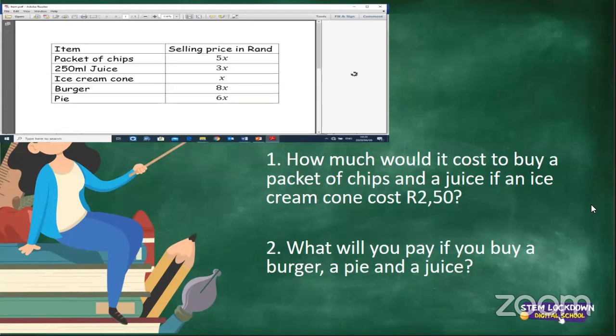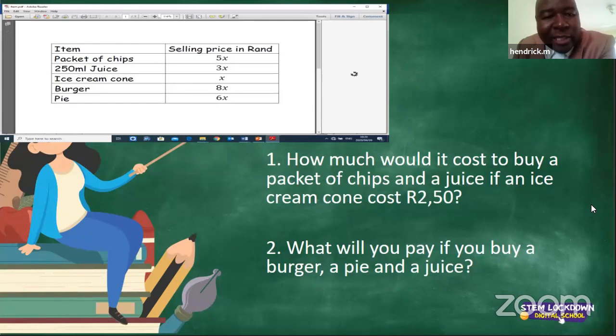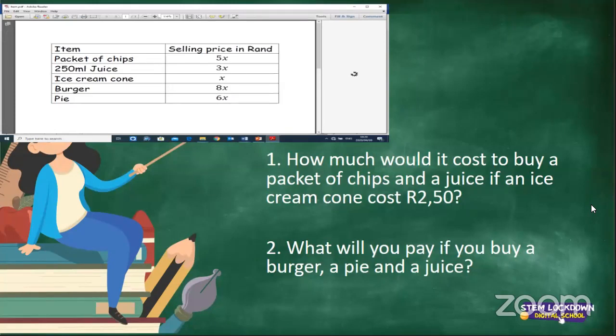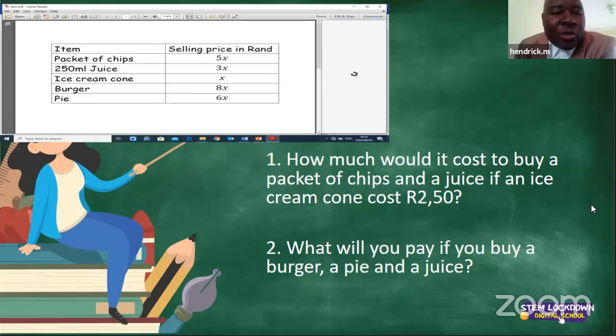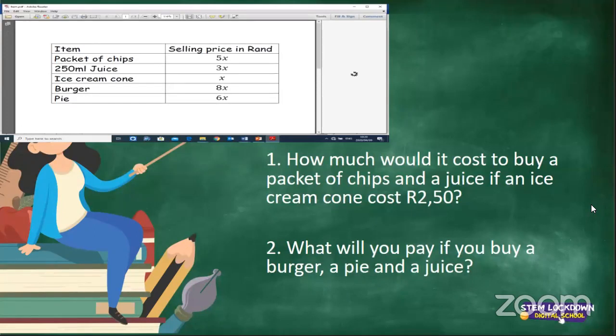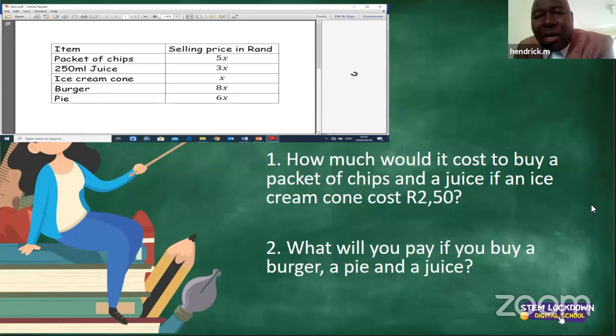Right. Now that's the amount for only a burger. What else are you buying? You're buying an ice cream as well. How much is an ice cream? It's 2.50. So how much is your total? Remember, the 20 rand is only for a burger. You are buying a burger and an ice cream, and the ice cream is 2.50. So what is the total? 22 rand 50. Exactly. The total will be 22 rand and 50 cents.